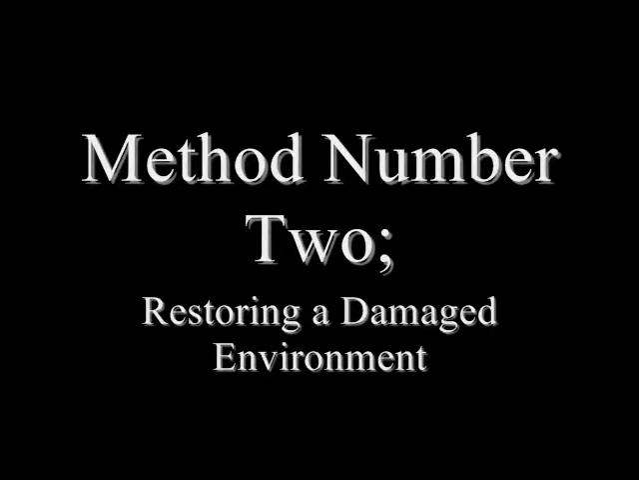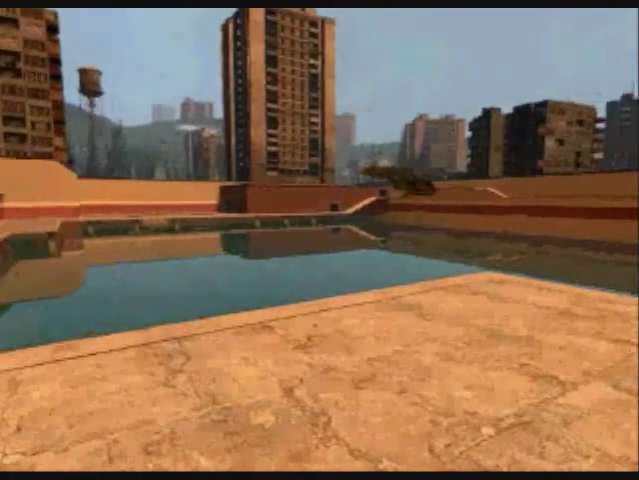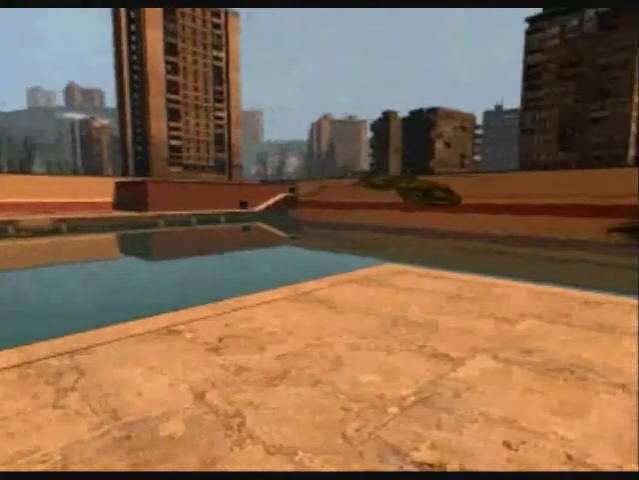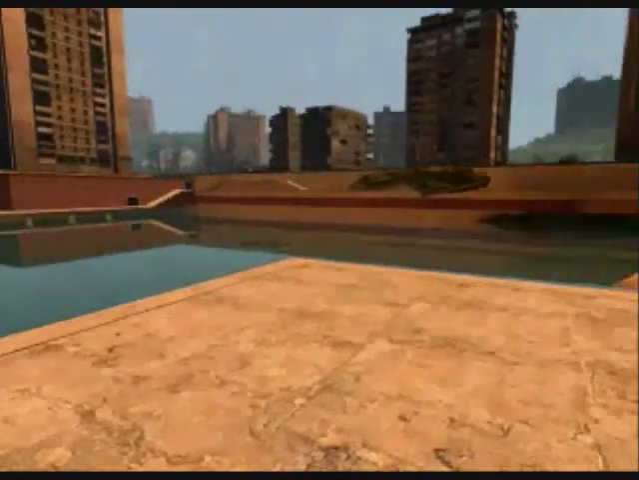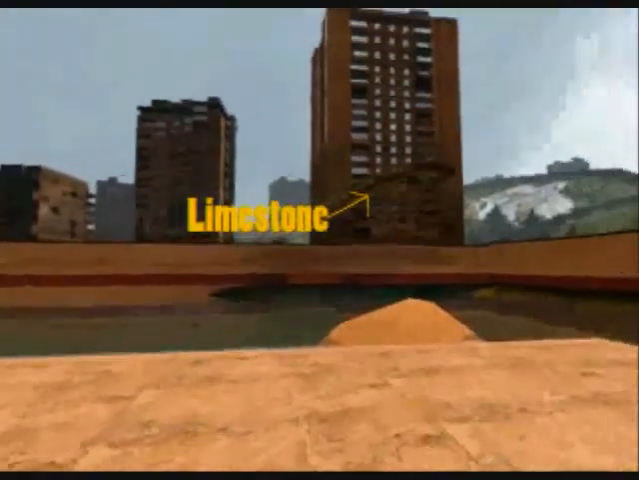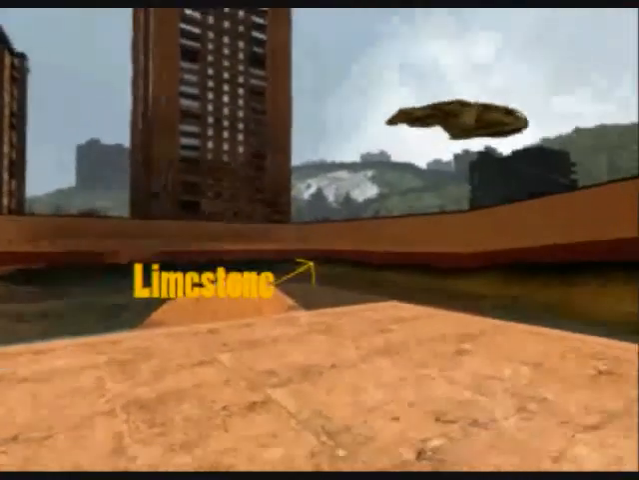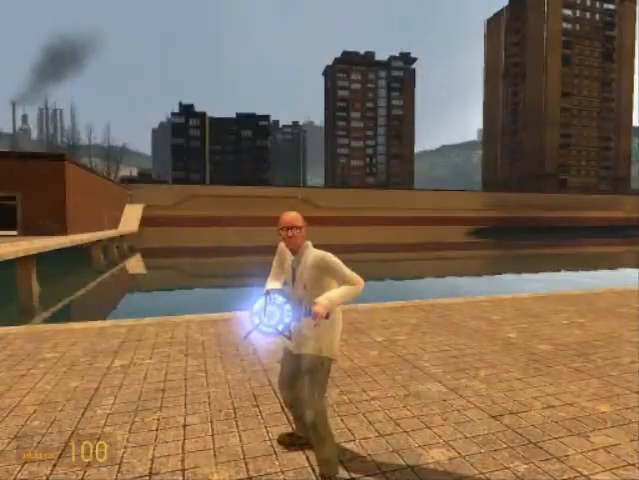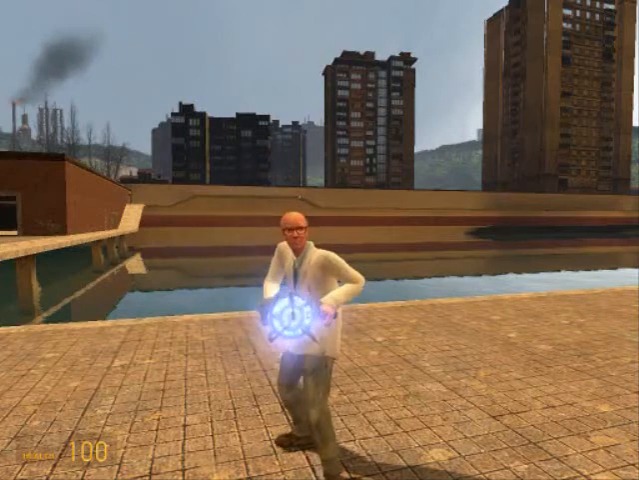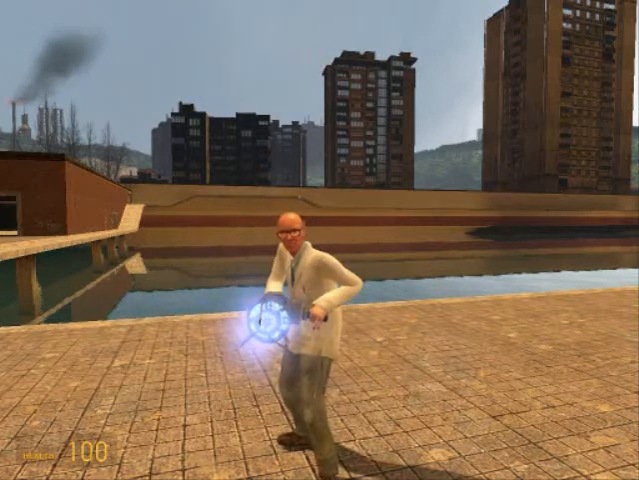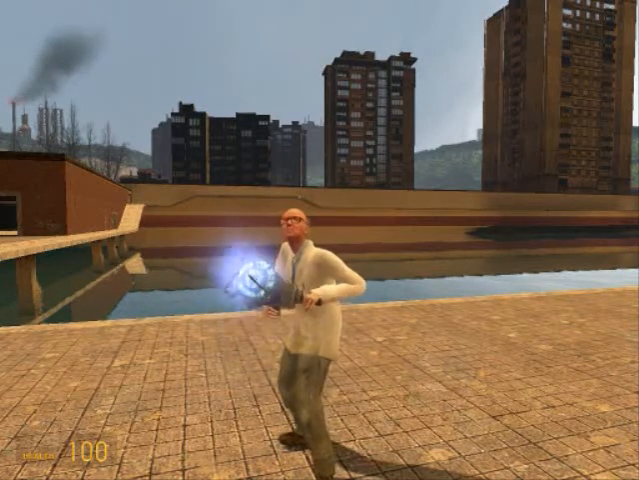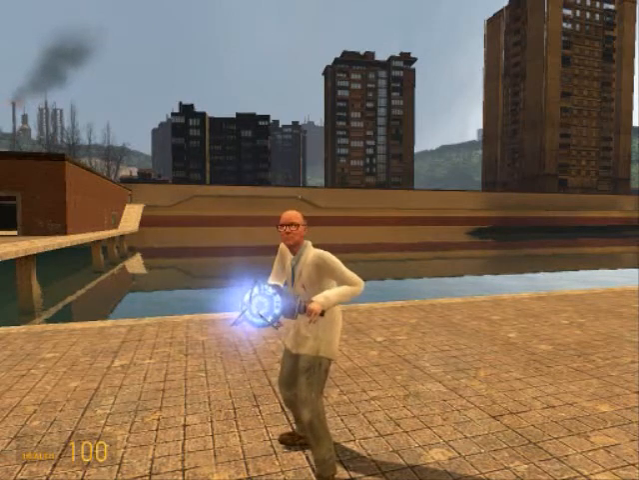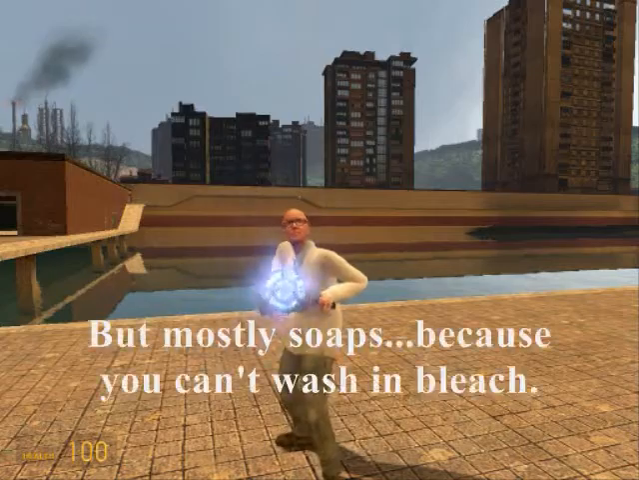Method number 2. Restoring a damaged environment. Acid rain affects various parts of an ecosystem, and the only way to restore it is by restoring water bodies nearby. One of the ways this is done is by dumping limestone into the water, known as liming. Limestone is a good acid neutralizer, or base, as it contains calcium. In fact, it's actually calcium carbonate, which is found in most bases like soaps and bleach.